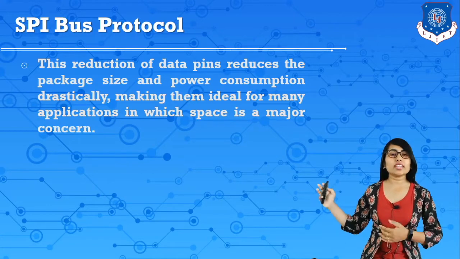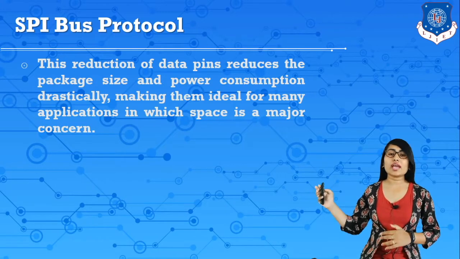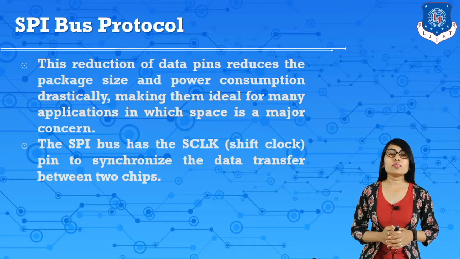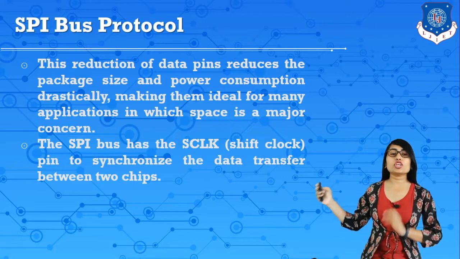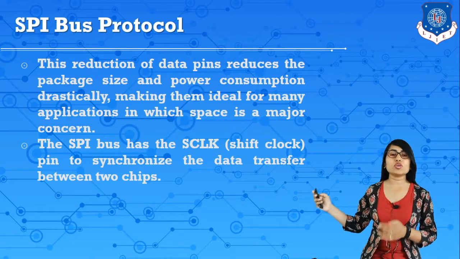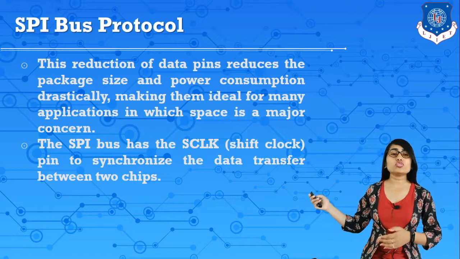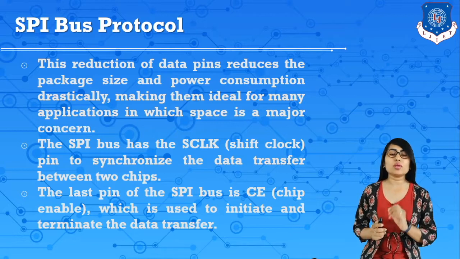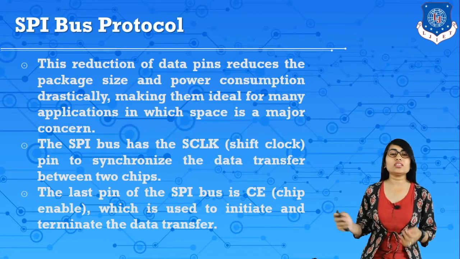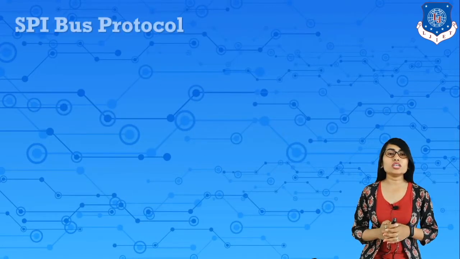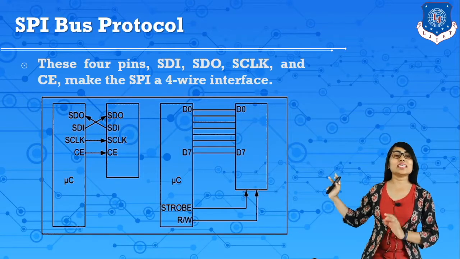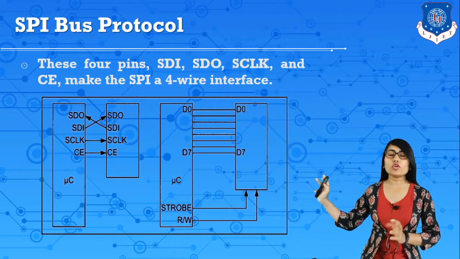This reduction of data pins reduces the package size and the power consumption drastically, making them ideal for many applications in which space is a major concern. The SPI bus has an SCLK shift clock pin to synchronize the data transfer between two ICs or between two chips. The last pin of the SPI bus is CE, that is chip enable, which is used to initiate and terminate the data transfer. So in the SPI bus protocol there are 4 pins: SDI, SDO, SCLK and CE, and this makes SPI a 4-wire interface.